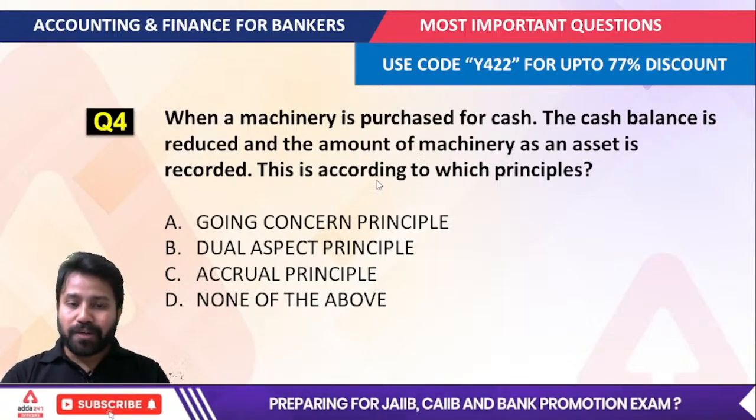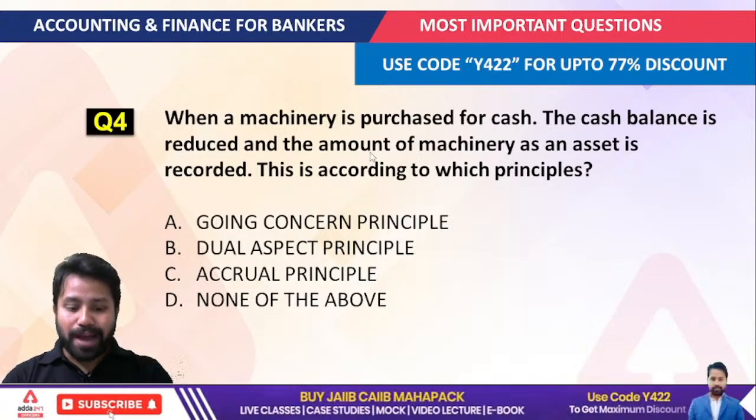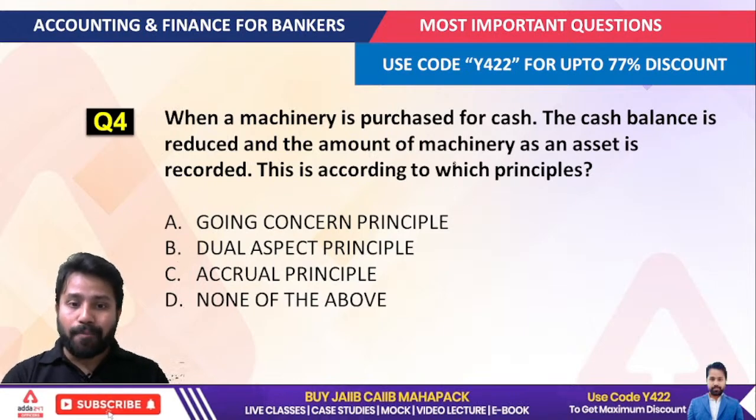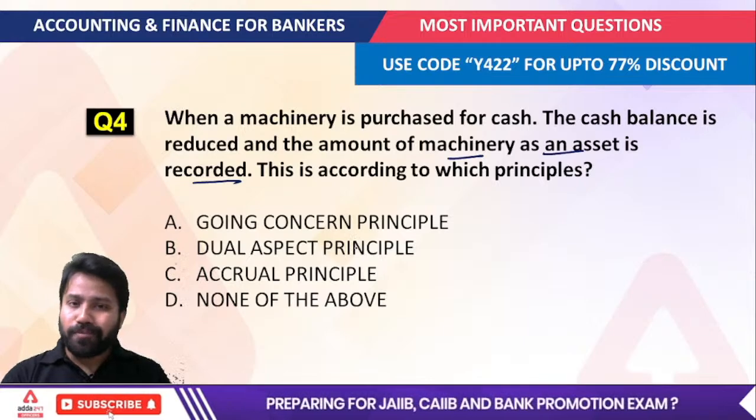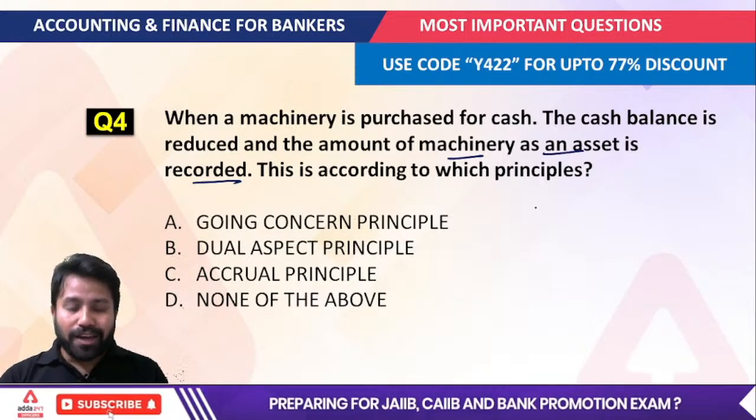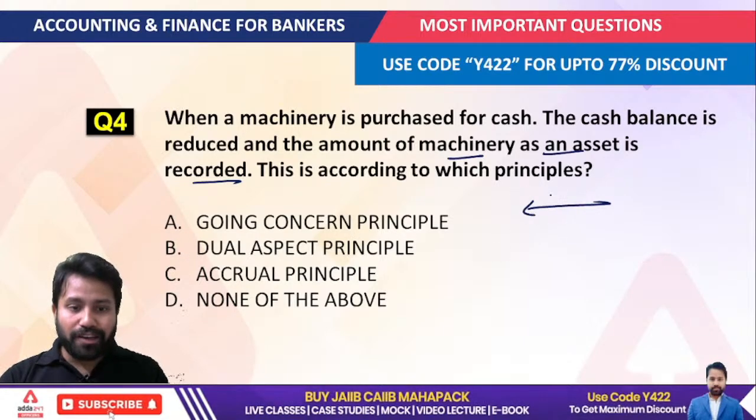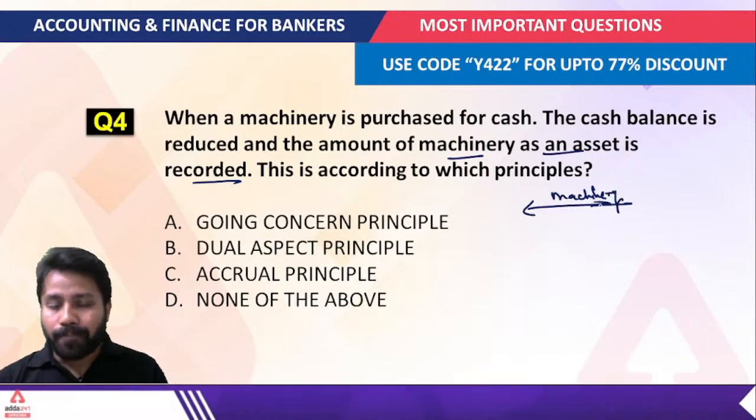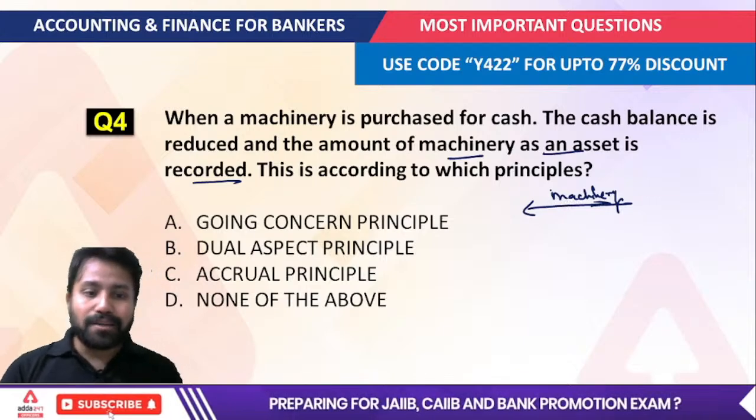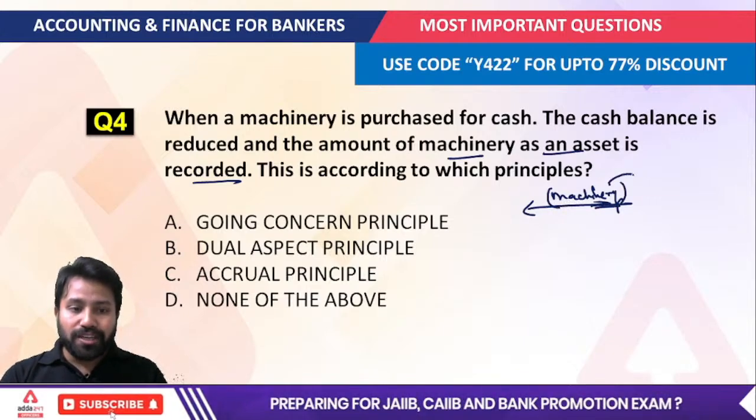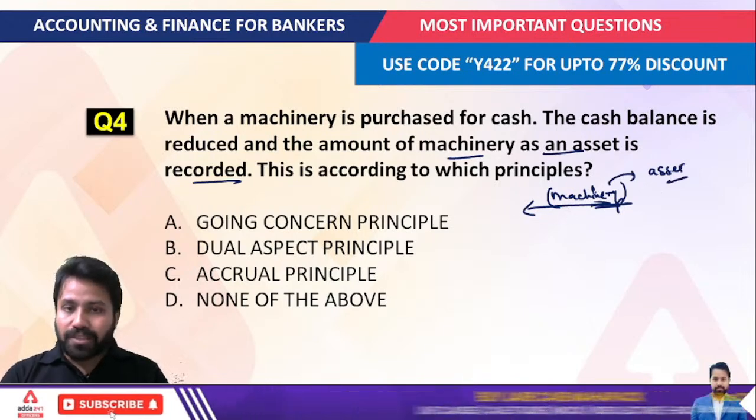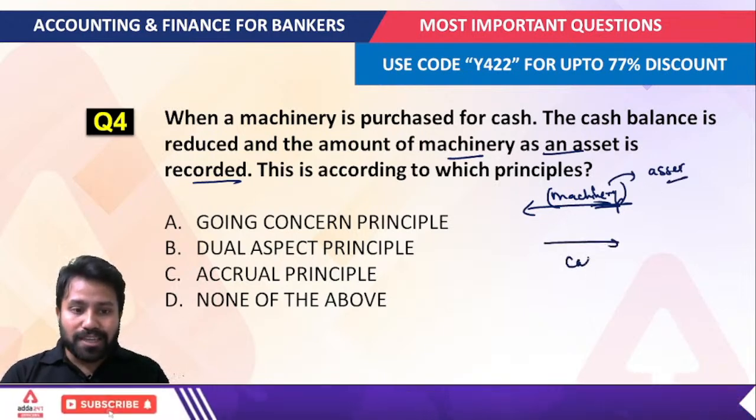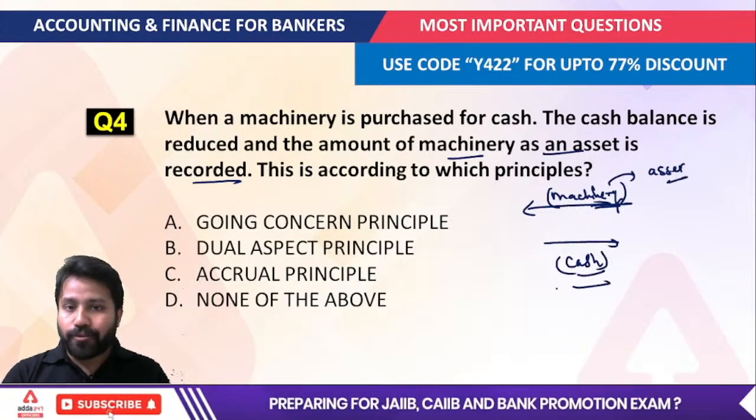When a machinery is purchased for cash, the cash balance is reduced and the amount of the machinery as an asset is recorded. What does that mean? It means that whenever you purchase any machinery, suppose a company actually purchases the machinery. Machinery is understood as an asset for the company. And for purchasing this machinery, your cash is going out from the business.